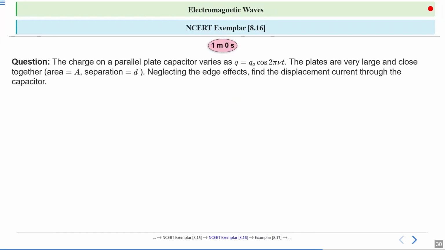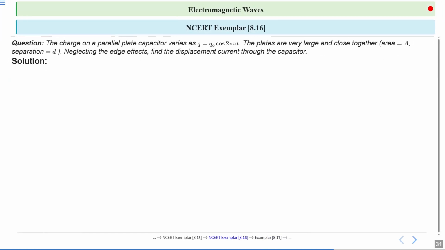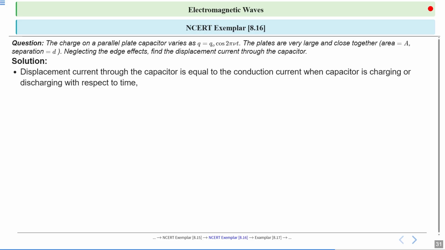So next question. The charge on a parallel plate capacitor varies as Q equal to Q naught cos 2 pi nu t. The plates are very large and close together, with area A and separation D. Neglecting the edge effects, find the displacement current through the capacitor. So let's see the solution. Displacement current through the capacitor is equal to the conduction current.